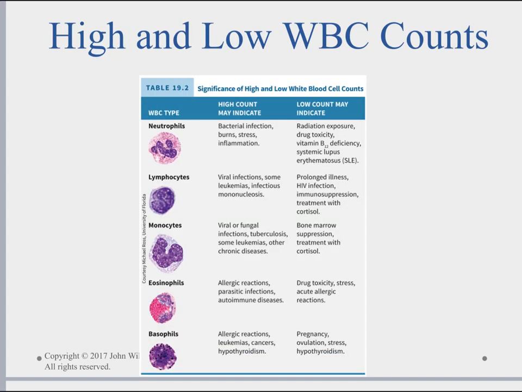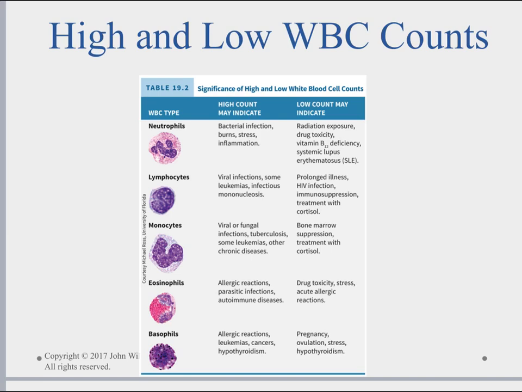Table 19.2 goes through essentially a differential white blood cell count. So what these high or low counts can indicate due to infection or due to pathology. So let's look at our neutrophil. A high count can indicate bacterial infection, burn, stress, or inflammation. A low count indicates radiation exposure, drug toxicity, so certain drugs you take for infections or for disease can lower your white blood cell count. Vitamin B12 deficiency or systemic lupus.